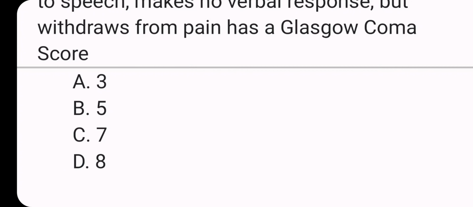This is the main explanation and easy to remember. Many mnemonics are given on YouTube, but this is the best mnemonic to remember the GCS score.